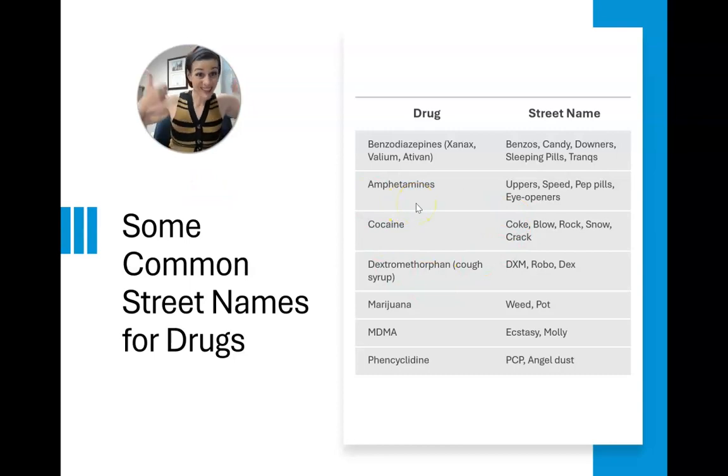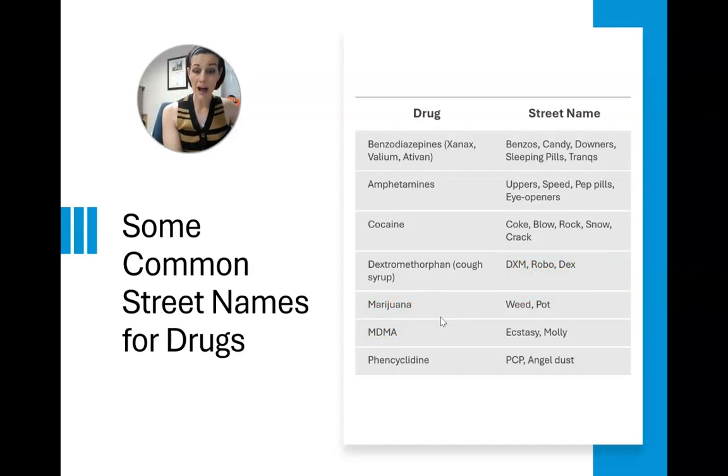Amphetamines are stimulants, so those are going to get us up, which is why they're sometimes referred to as uppers, speed, pep pills, or eye openers. Cocaine is referred to as coke, blow, rock, due to what certain forms of cocaine look like. Snow, again, kind of referring to its powdered form, and then crack. Dextromethorphan, which is often a low-grade opioid present in cold or cough medications, is sometimes referred to as DXM, Robo, or Dex.